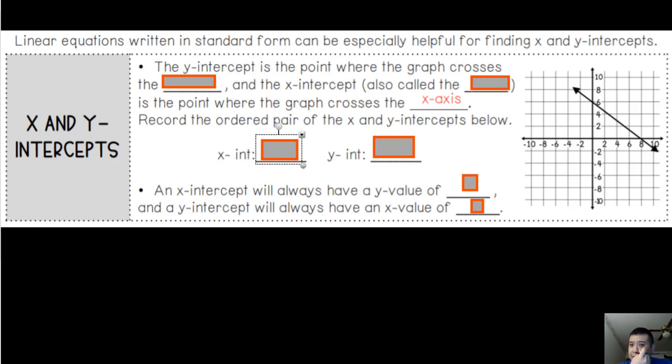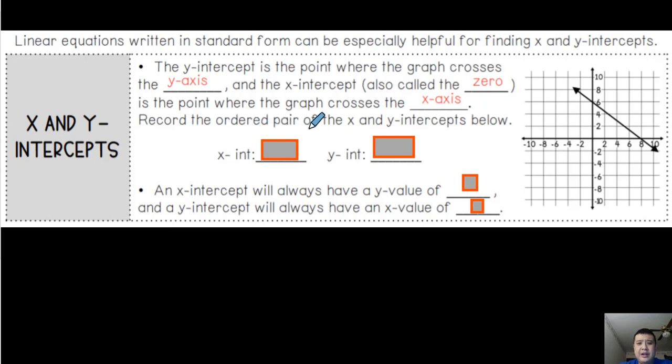Linear equations written in standard form can be especially helpful in finding the y and x intercepts. Again, remember that the y-intercept is the point on the graph where it crosses the y-axis. The x-intercept, also called the zero. Remember that, x-intercepts are also called zeros. So this is a 0 right here. The x-intercept is the point where the graph crosses the x-axis.